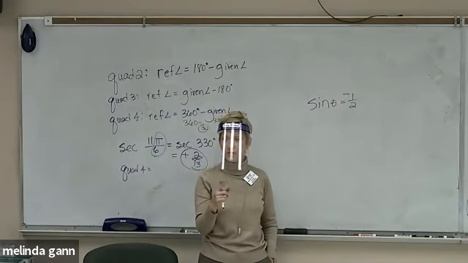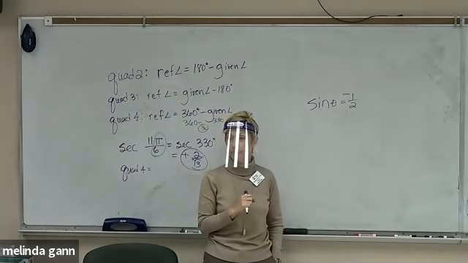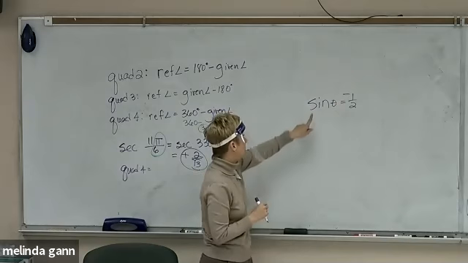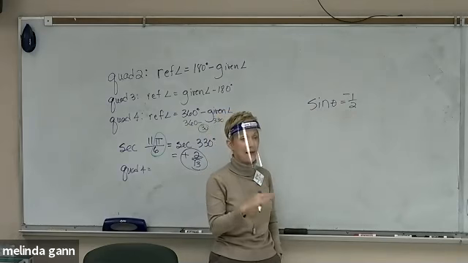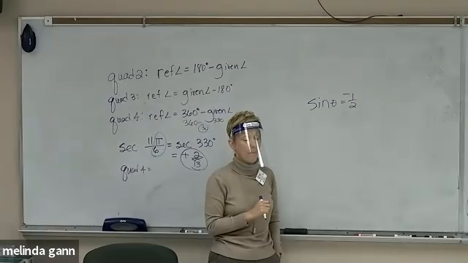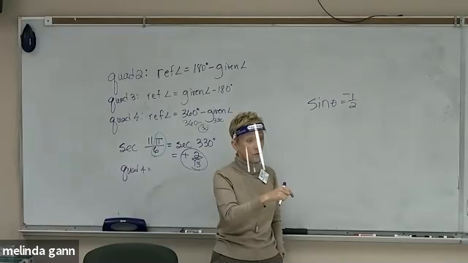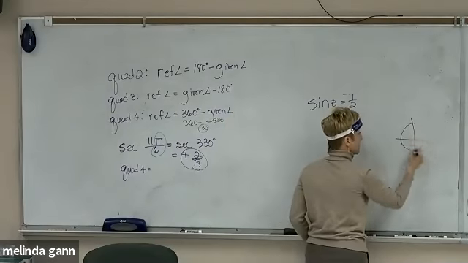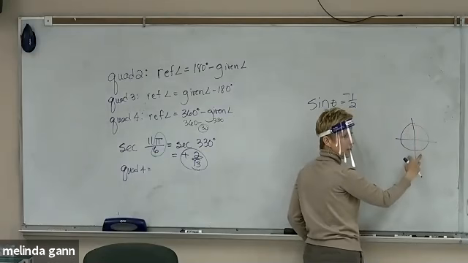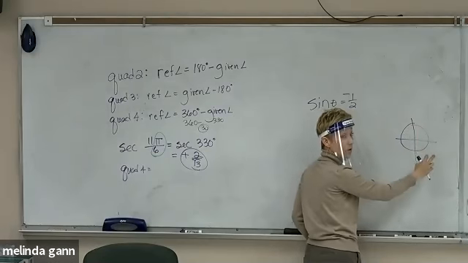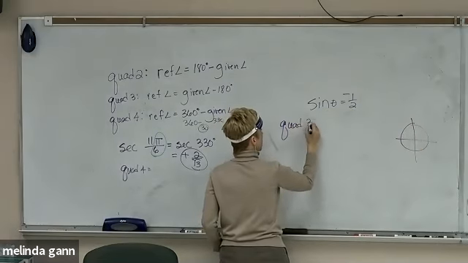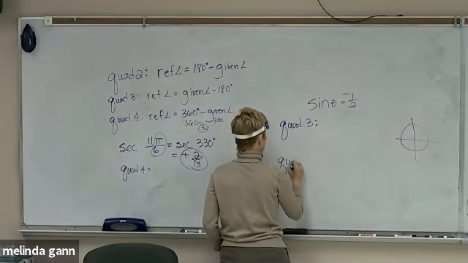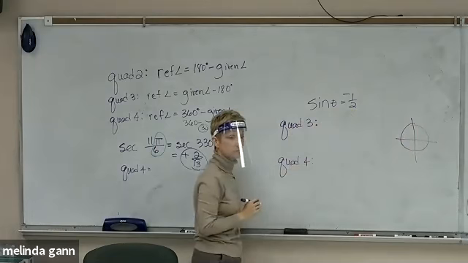Now, first of all, I want to ask you something. Does sine depend on x or y? Y. This says that the value is negative. So what quadrants must you be in if y is negative? 3 or 4, right? If y is negative, you have to be down here. So that's quadrant 3 and quadrant 4. So you've got a quadrant 3 answer, and you've got a quadrant 4 answer.